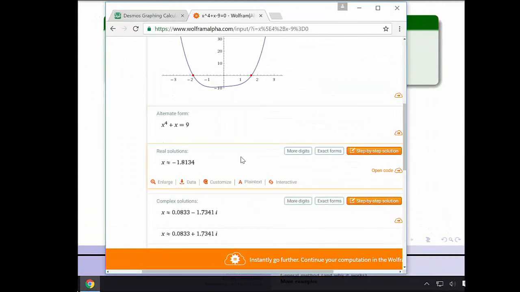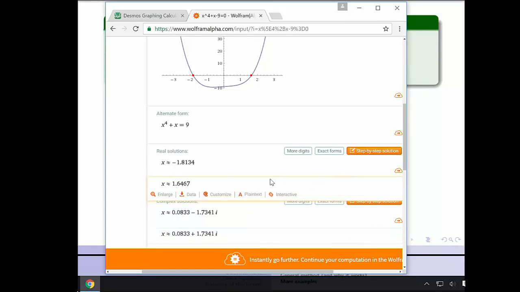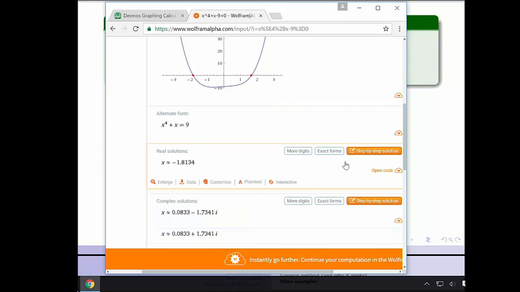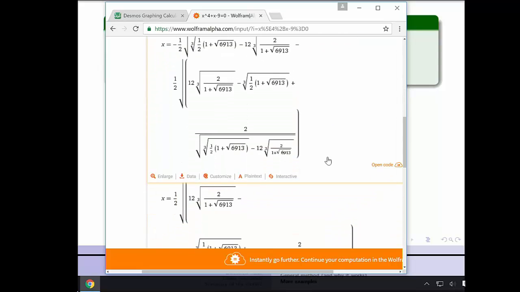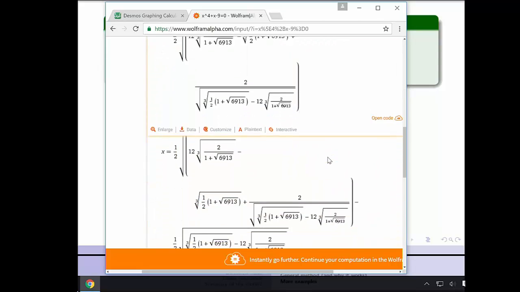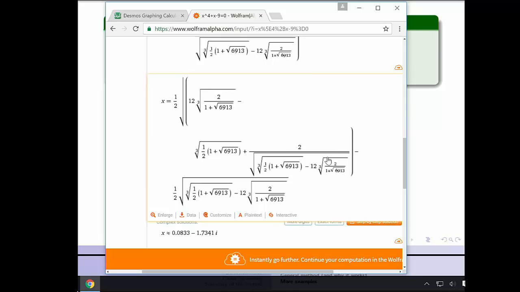Well, by the way, if you want to find the precise value here, it is possible since the equation is quartic, it's of degree 4. Theoretically, it is solvable, but the exact answer is kind of scary. So here is the exact answer, the exact value of this number.